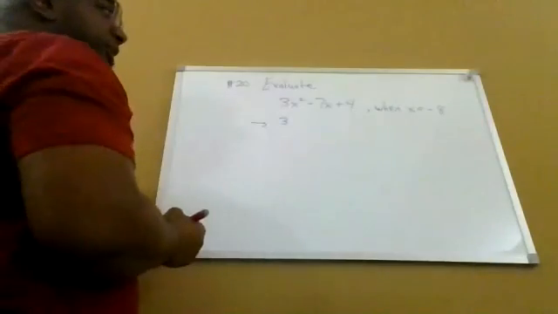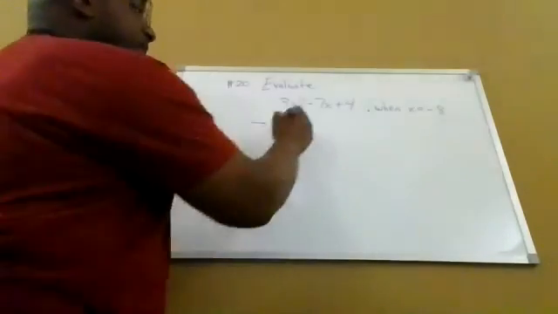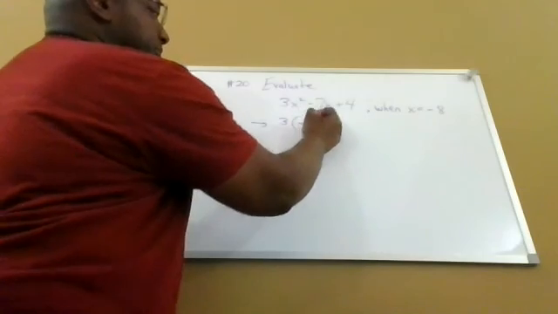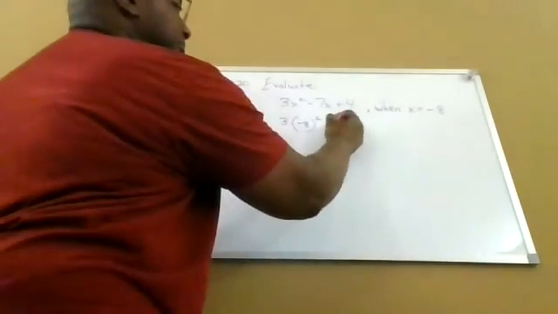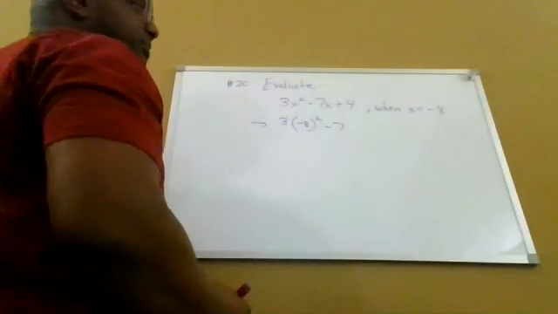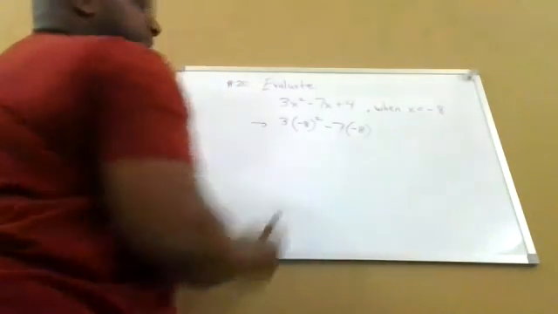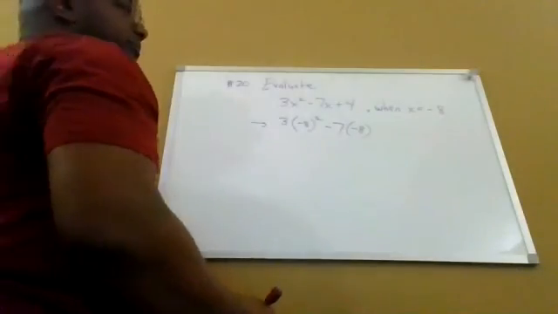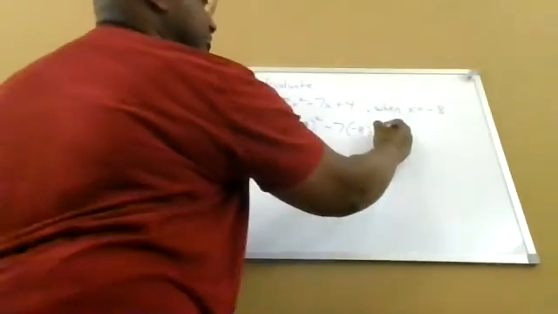So that gives me 3 times negative 8 squared minus 7 times negative 8, then plus 4.